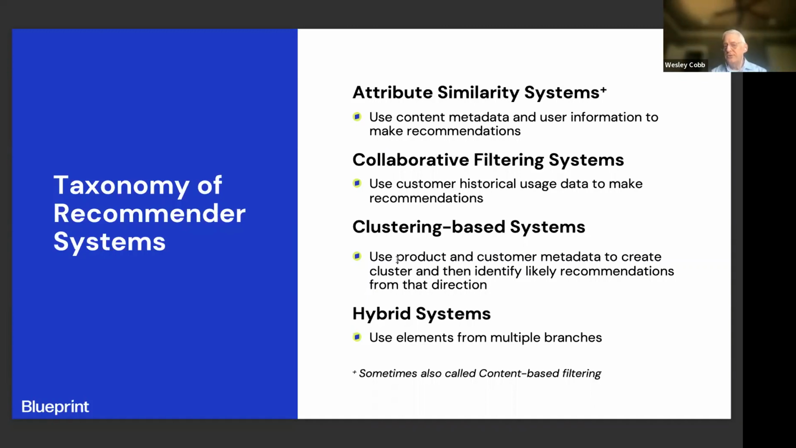There are clustering-based systems where you try to identify the properties of your customer and the properties of the kind of products that the customer likes, combine those together, and then come up with a way of recommending that, gee, customers in this group tend to like products in this group, and you basically try to guide the selections that way. And then there are hybrid systems, which use combinations of all of those.